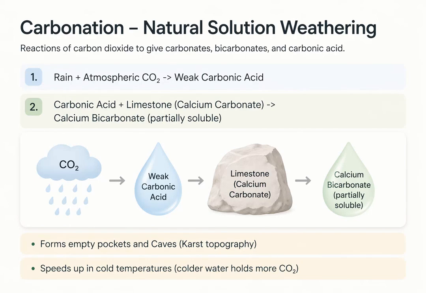The most common type of natural solution weathering is carbonation. As rain falls through the atmosphere, it absorbs carbon dioxide, creating a weak carbonic acid. When this slightly acidic rain hits limestone, which is calcium carbonate, a chemical reaction occurs. It converts the limestone into calcium bicarbonate, which dissolves in the water and is carried away. Underground, this process carves out massive empty pockets, forming cave systems and karst topography. Interestingly, this process is highly active in glacial environments because colder water can hold more dissolved carbon dioxide.